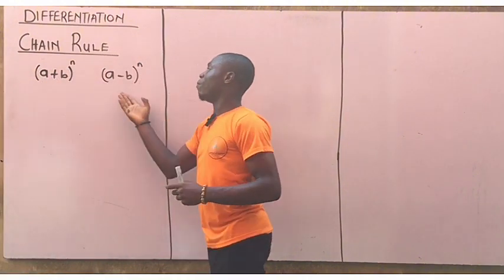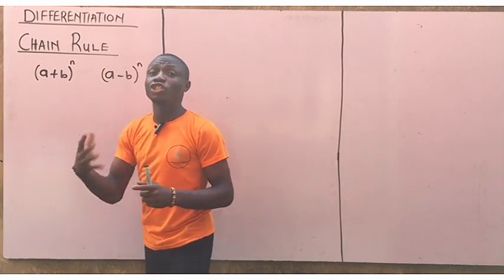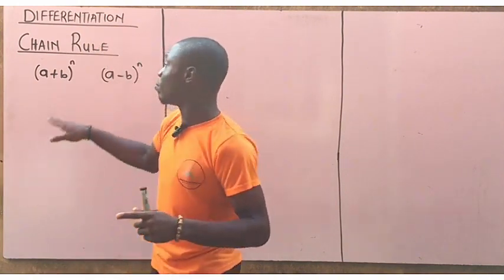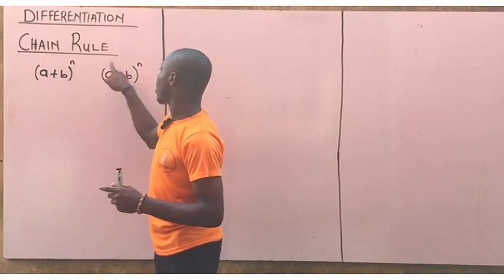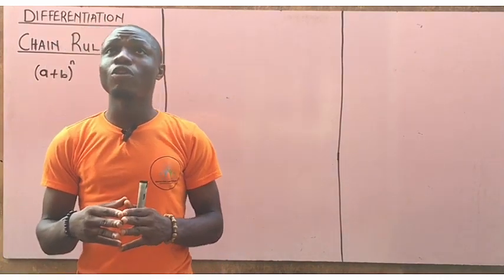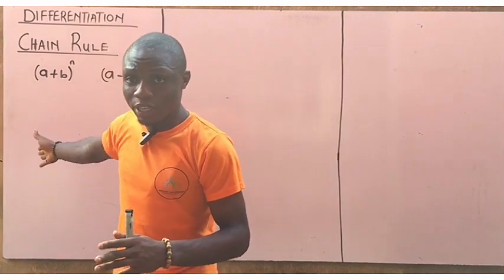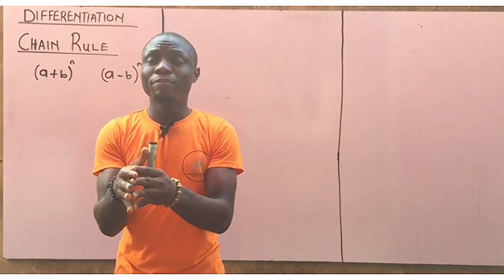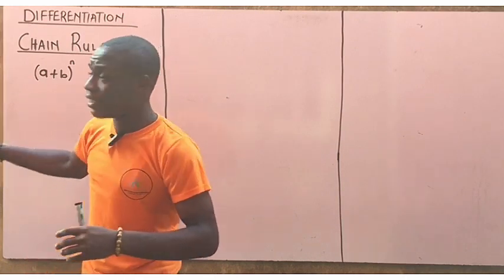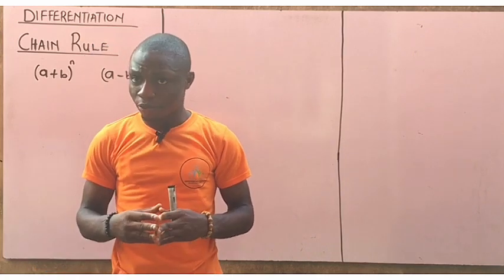A question of this form becomes a chain rule question. Why? Because I'm having two terms there, adding or subtracting, being raised to a particular power. Can you see the power here? So that's the concept behind chain rule. Whenever you see a question, you should know that it is a chain rule question. How do you know? I just explained. When you have two terms adding being raised to a particular power, or two terms subtracting being raised to a particular power, then in that condition you apply a chain rule method of differentiation.